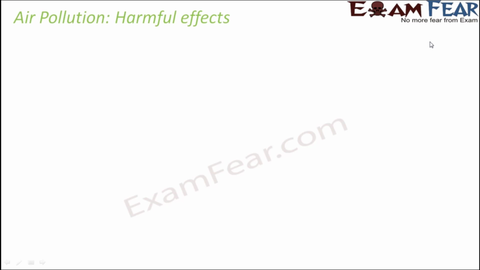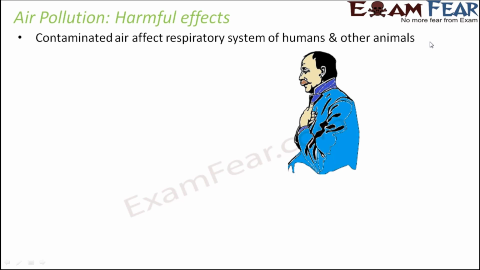So now let us quickly look at the harmful effects of air pollution. Contaminated air can affect the respiratory system of humans and other animals, and as a result living organisms might suffer from respiratory disorders. That is, they might have difficulty in breathing. Now if there is a problem with your respiratory system, what's going to happen? Because as I said, respiration is very important. Oxygen gets inside your body through respiration, and then oxygen helps in the conversion of food to energy. So that process will get impacted, and as a result it might affect the survival of living organisms as a whole.